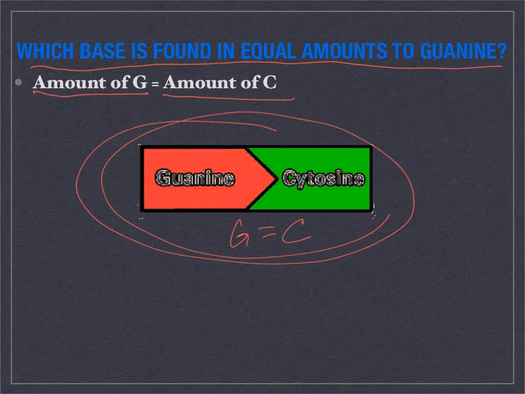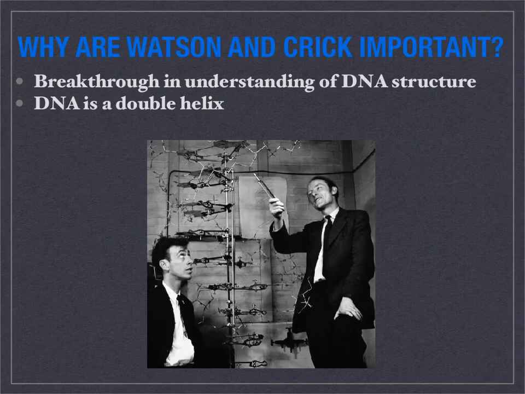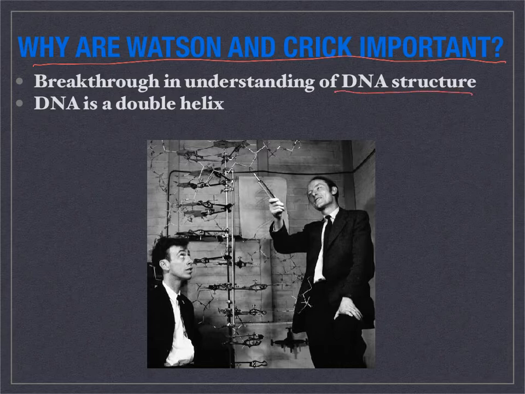Guanine equals cytosine. James Watson and Francis Crick are probably two of the most noted scientists that studied the structure of DNA. They received the Nobel Prize for discovering the structure of DNA, and they figured out that it is a double helix. Double helix means it's like a twisted ladder or a spiral staircase, if you want to think of it that way.